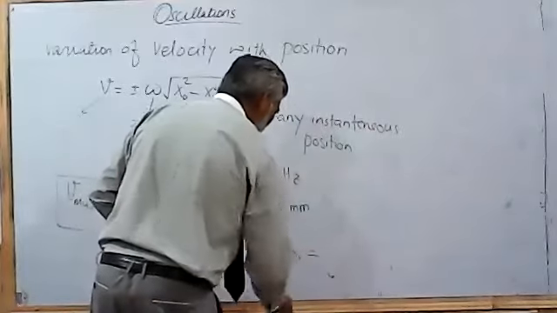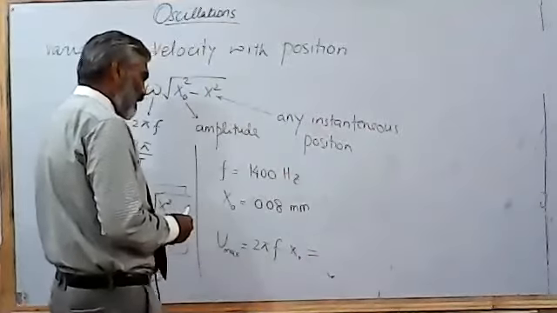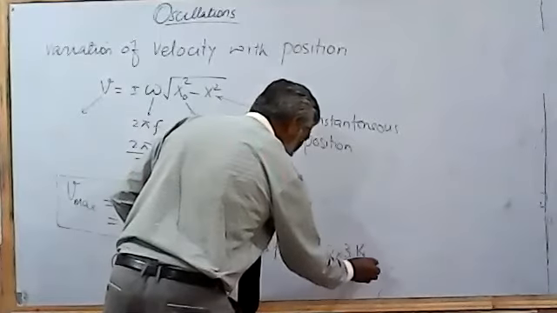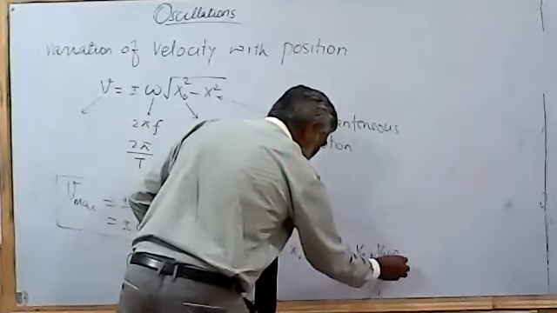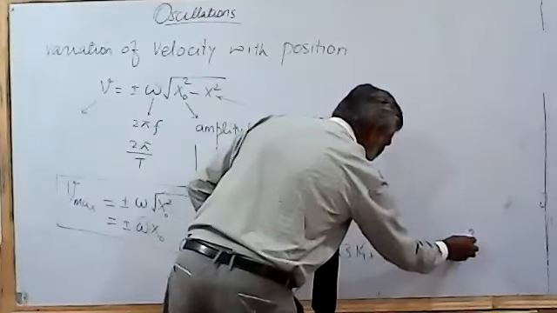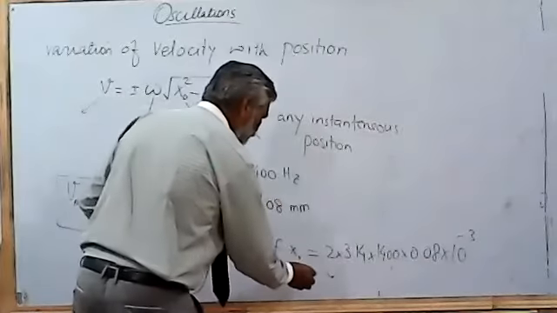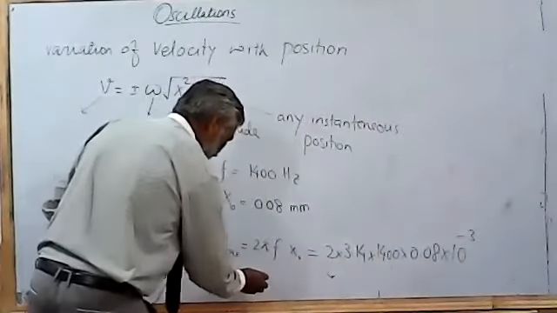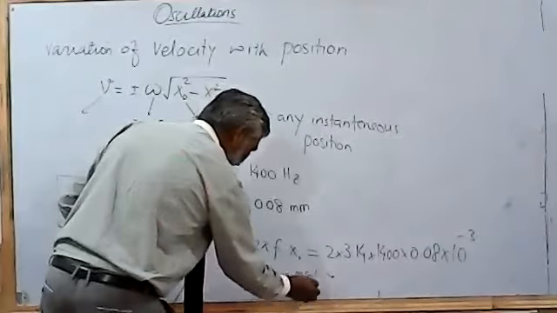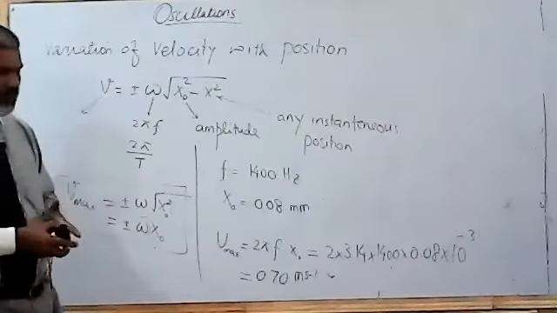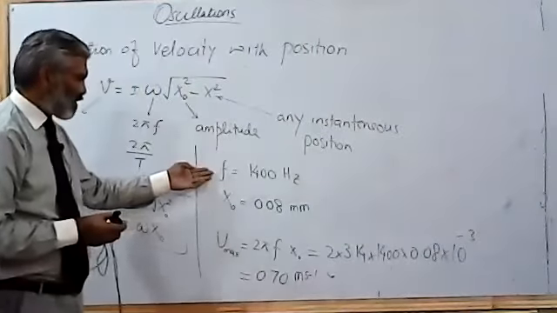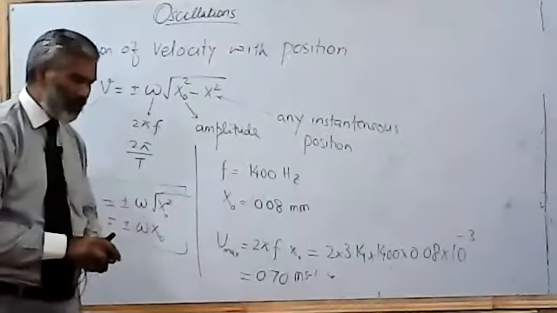If I consider just the magnitude, naturally I can ignore the signs, and if I use these values, 2, 3.14, 1400 and 0.08 into 10 to the power minus 3, all this simplifies to a number something like 0.70 meter per second. This is the kind of velocity which is maximum if we have this value of frequency and this amplitude of that system.